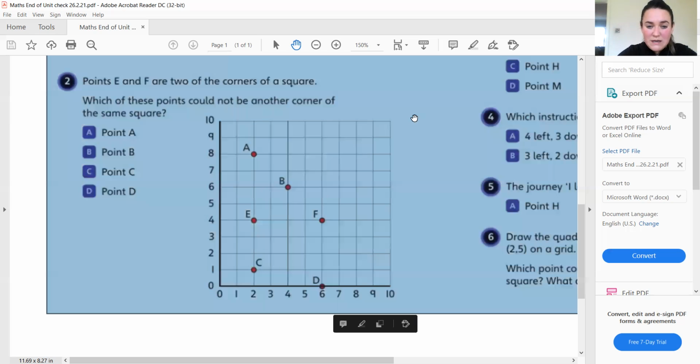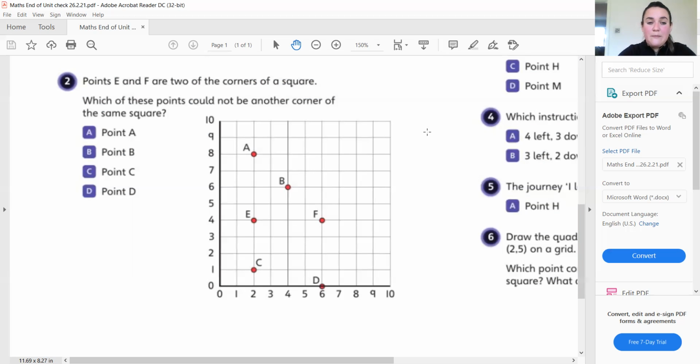So I can see straight away which points I definitely know would make a square and which points would not. So because it is plural, I am looking to tick or circle more than one. Okay, so which of these points would definitely not make up a square? The clue here would be draw it out. If you know that these are the corners of a square, okay, which ones would not be another corner?